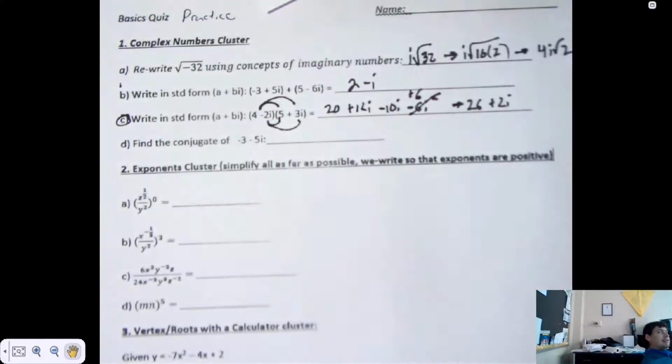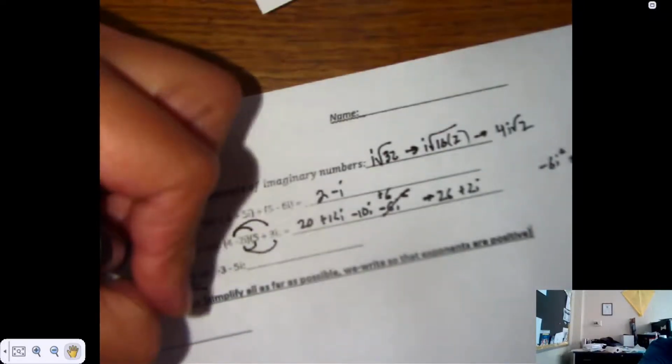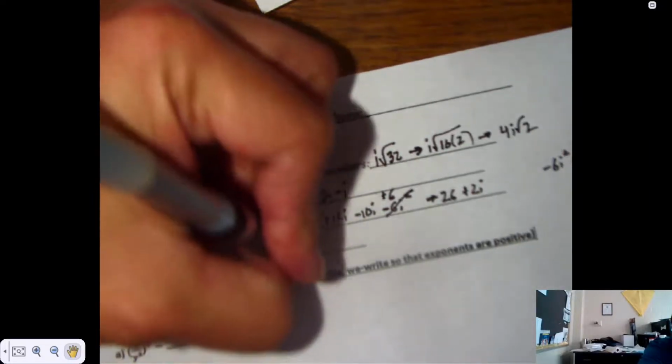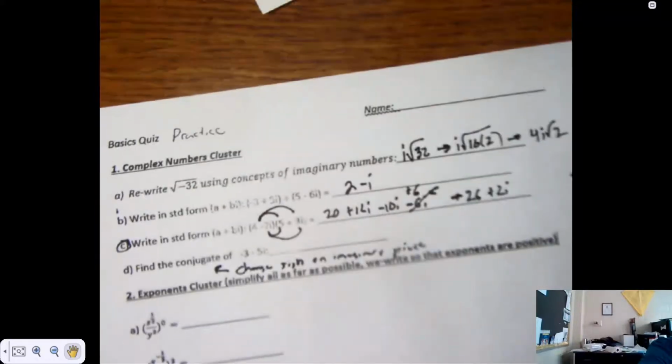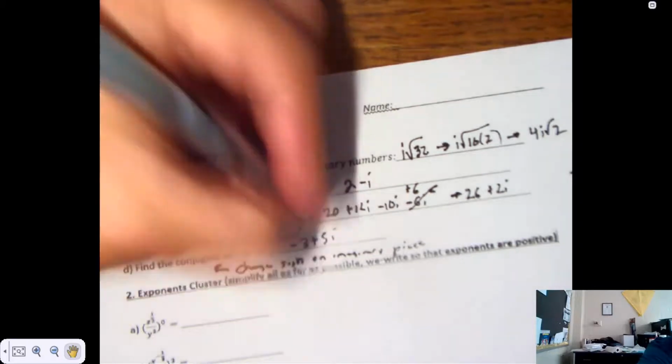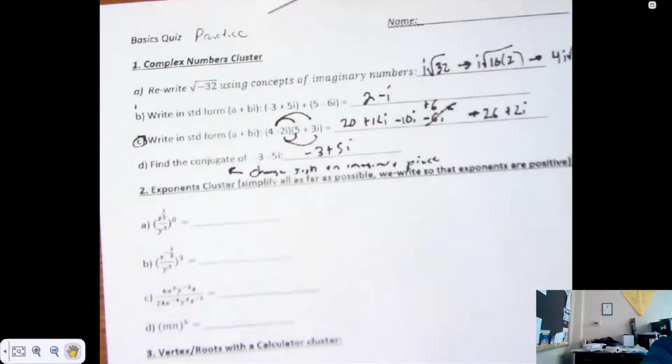Find the conjugate of. Of course, it's got that word in there, conjugate. To form a conjugate, what do you do? Change the sign. In this case, in front of the imaginary piece. Change the sign on the imaginary piece. So what is a conjugate of negative 3 minus 5i? There we go.